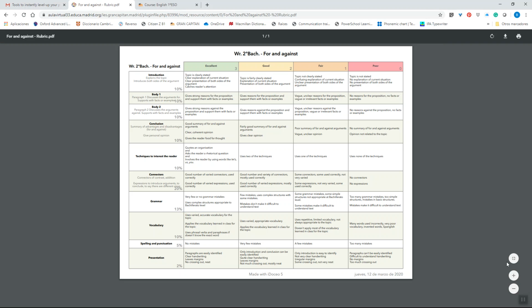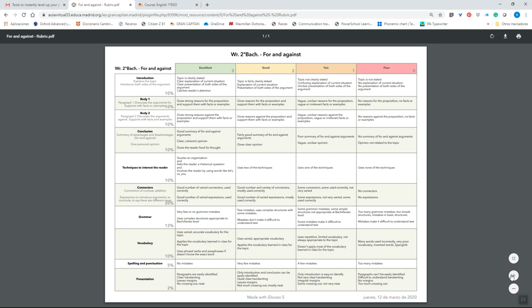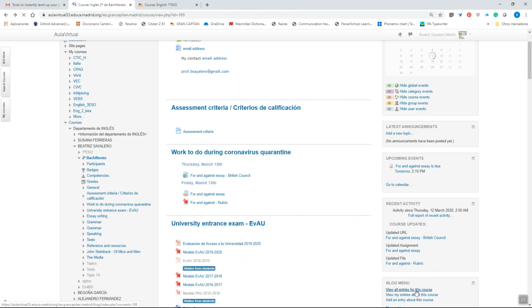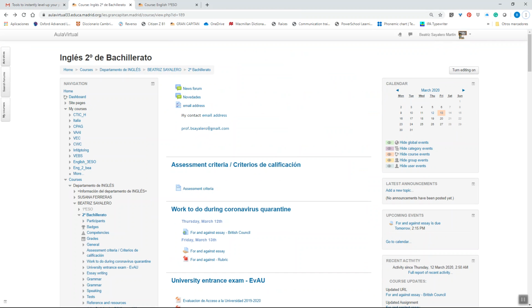Okay, you have the rubric here, as I said before, and everything is specified there. Okay, introduction, your body has two parts because you have for and against. Your conclusion with the summary of the for and against, a summary of advantages or disadvantages, and then your personal opinion. Techniques to interest the reader, connectors, grammar, vocabulary, spelling, punctuation, and presentation as usual. All right. Okay. So this is what you will have to do the first 2 days that we are in quarantine.